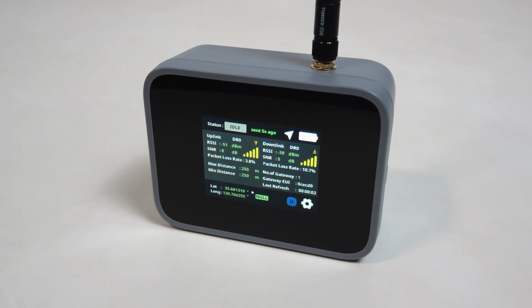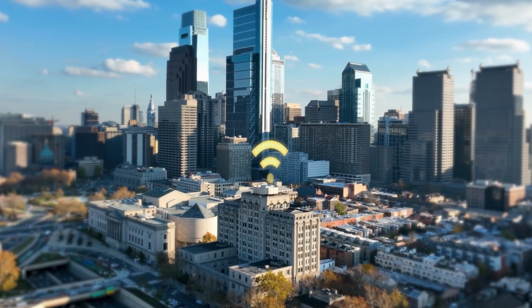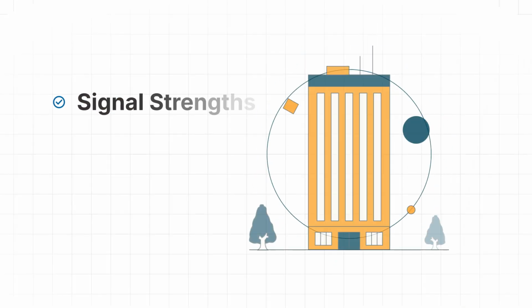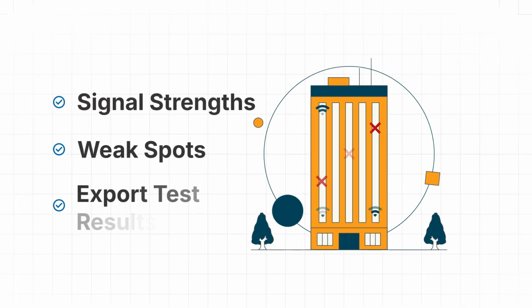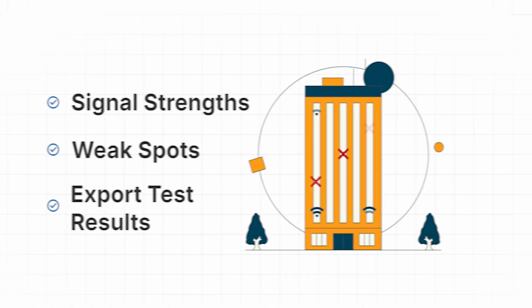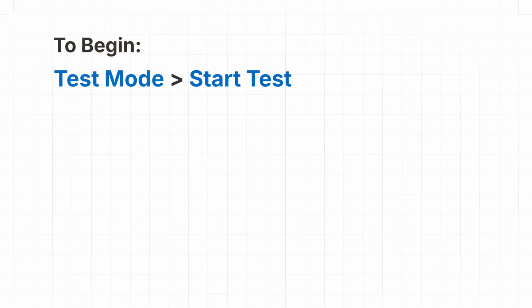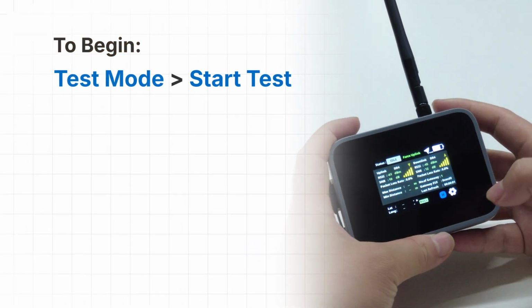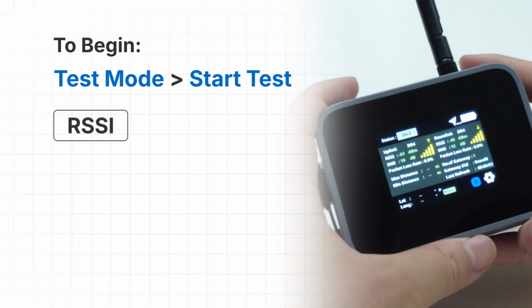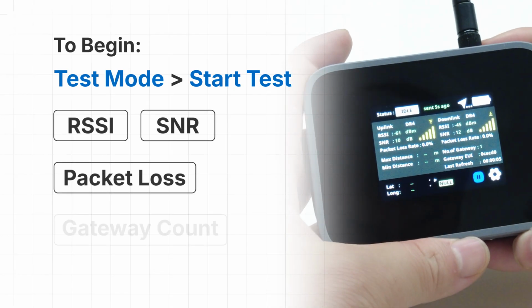Now that your field tester is configured and connected, let's take it on a real-world range test to find signal strengths, weak spots, and export test results you can actually use. To begin, go to Test Mode, Start Test. The screen now shows live metrics like RSSI, SNR, packet loss, and gateway count.